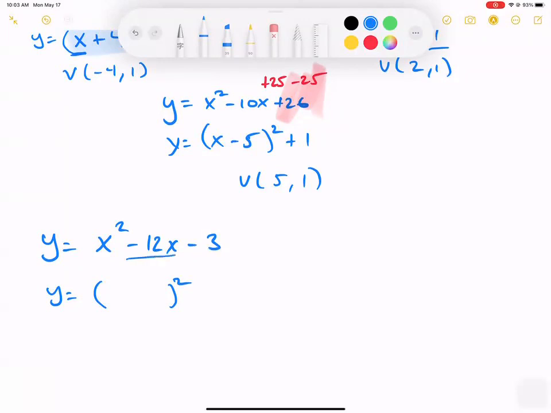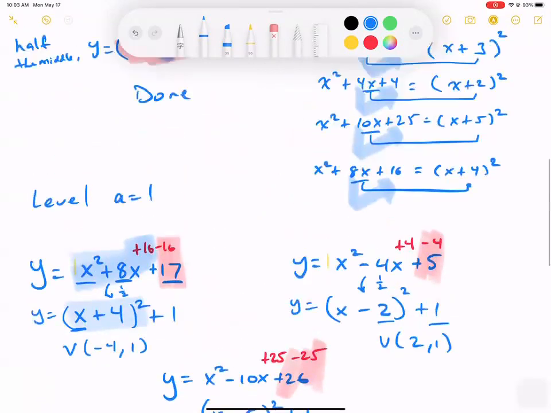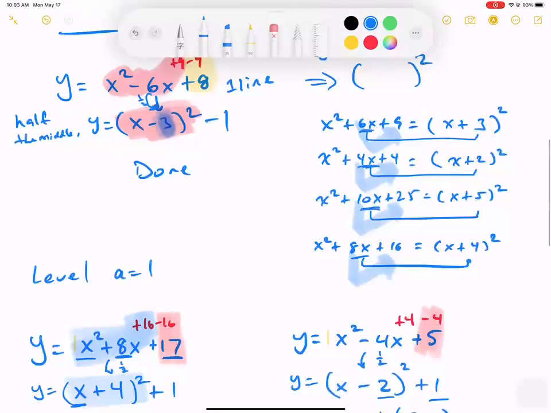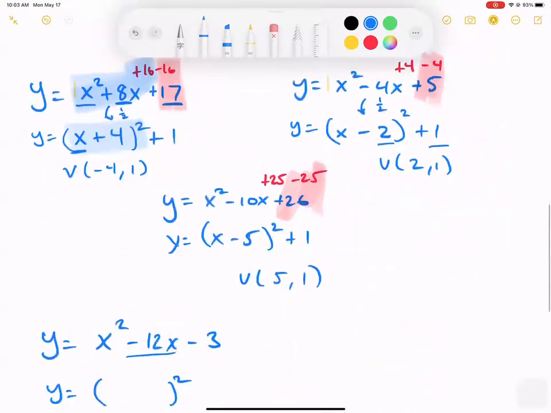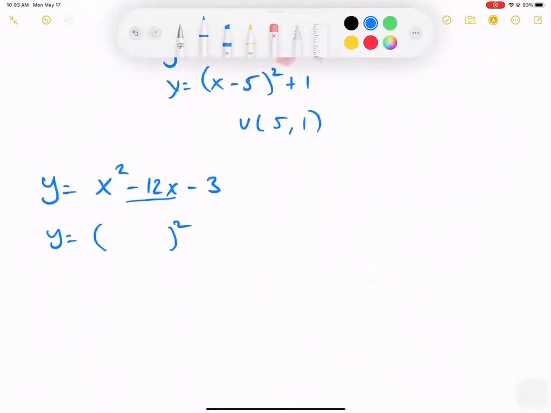So what do we do with that -12? We always cut it in half. When you have a perfect square, we talked about it before, it's always half, half, half, half, right? And that is the major hint of this. It's just half. So half of 12 is, for us, -6.